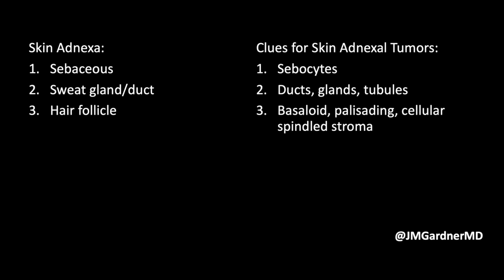So these are the clues that you're going to look for. I list them in this order because I think the easiest thing oftentimes, with some exceptions, is if you see obvious sebocytes, then you're probably dealing with a sebaceous lesion. If you see glands, ducts, or tubules, then you're probably dealing with a sweat gland or duct proliferation. And finally, I put hair follicle lesions last because I think they're sometimes the hardest to recognize because they have a lot of overlap with basal cell carcinoma and other things. They have basaloid cells, palisading, and a kind of unique cellular spindly stroma.